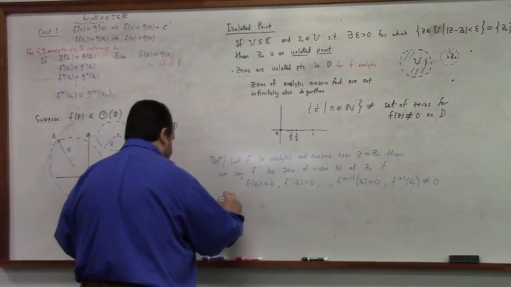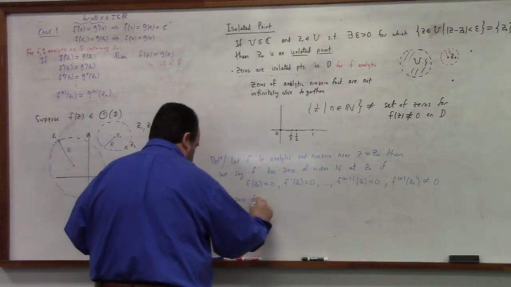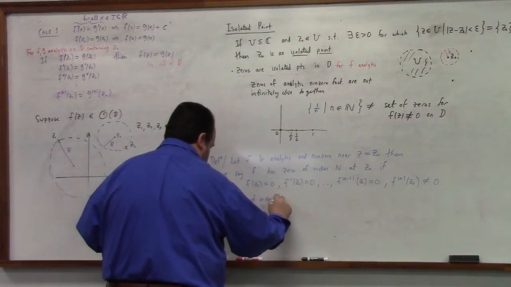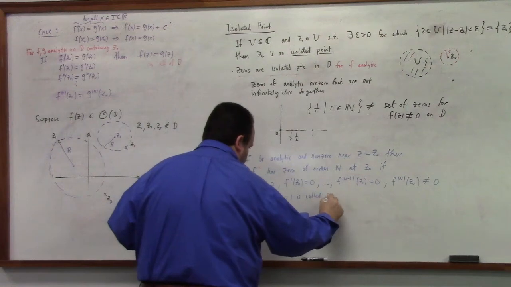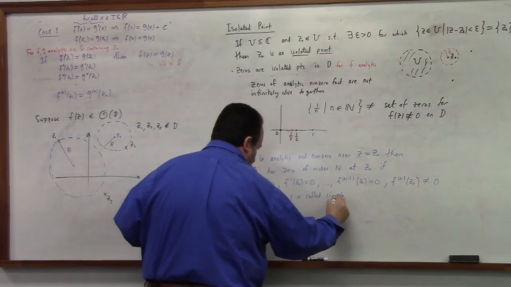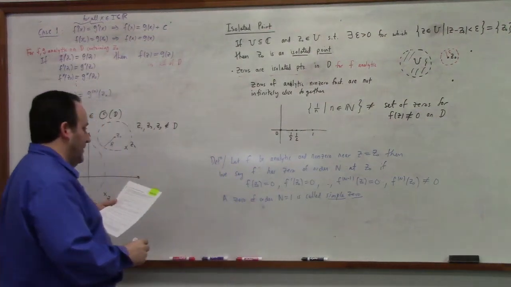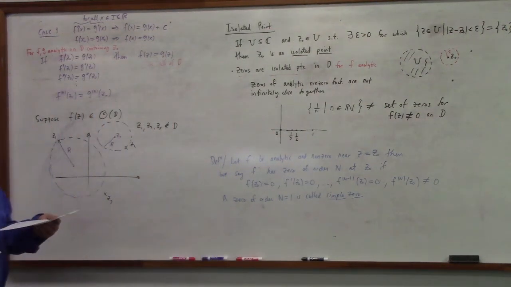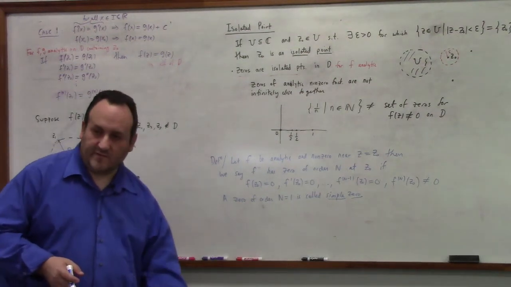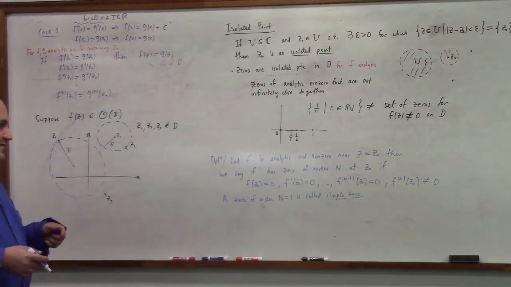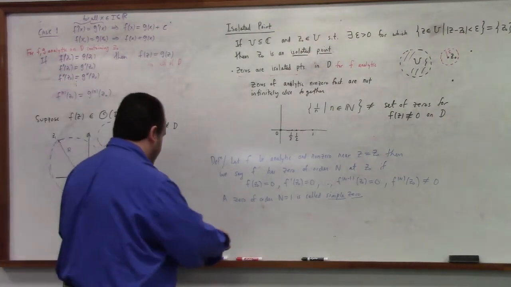A zero of order n equals 1 is called a simple zero. n equals 2 is called a double zero. So this is what I mean by zeros of an analytic function. There's a factor theorem. What's the factor theorem?